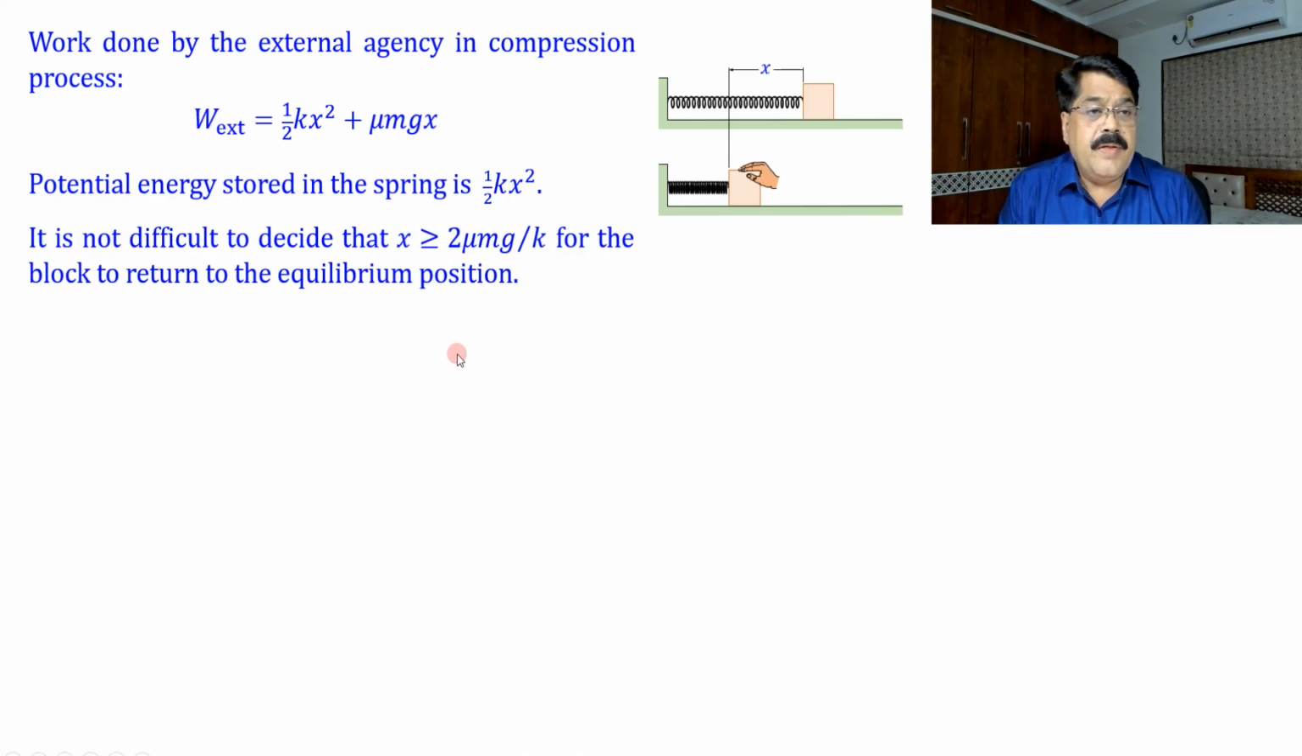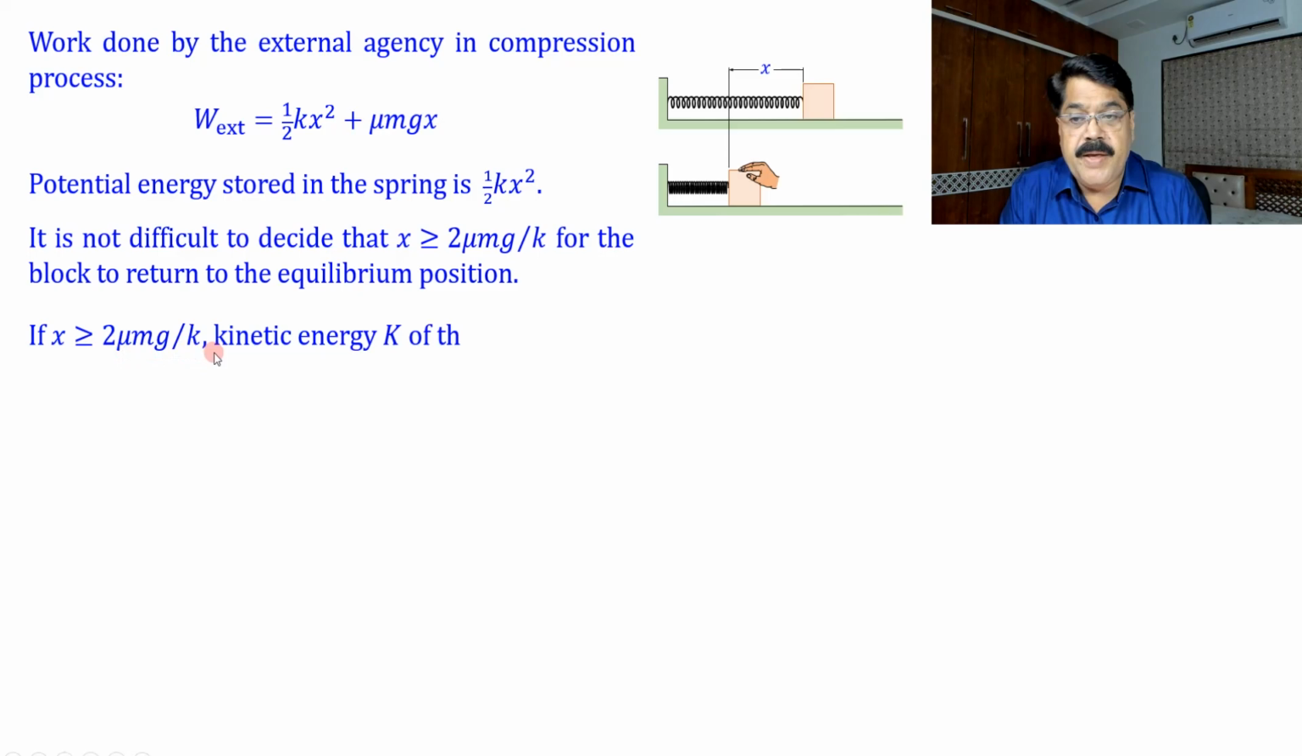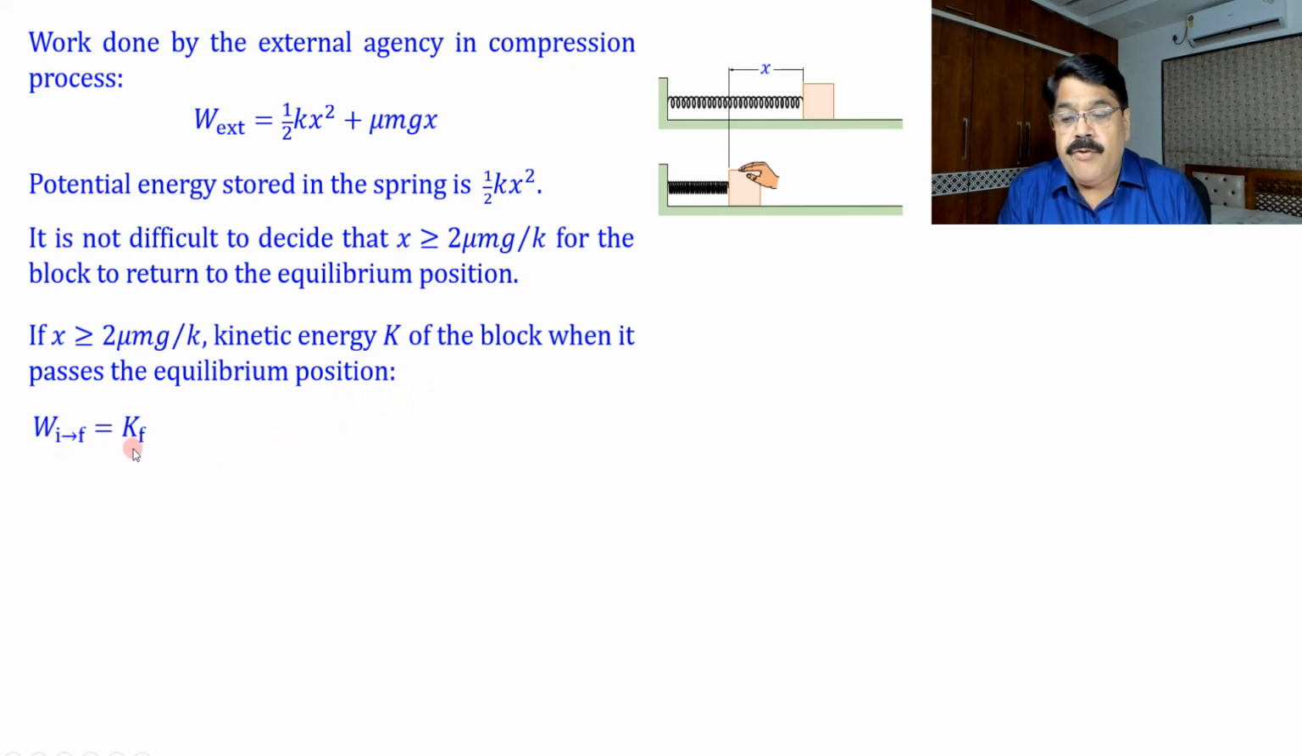Now let us see the deformation produced here. x is more than 2 mu mg by k. If x is greater than or equal to 2 mu mg by k, the kinetic energy K of the block when it passes the equilibrium position, we can find using W total is equal to K final minus K initial, that is the work energy theorem. How many forces are doing work on the block? The spring force and friction, because the block is now released. Work done by gravity and normal is 0. So spring will do work and friction will do work. Of course, I am saying here x is greater than 2 mu mg by k.